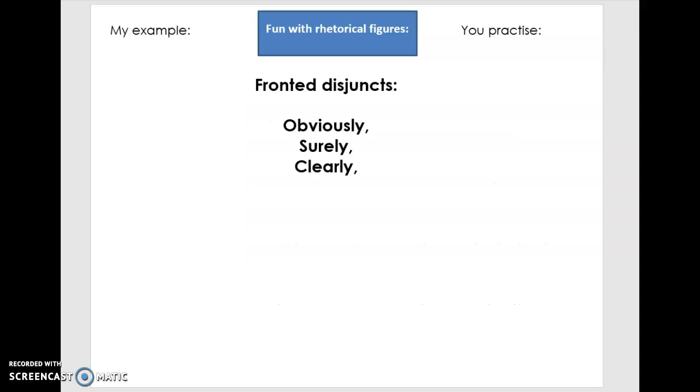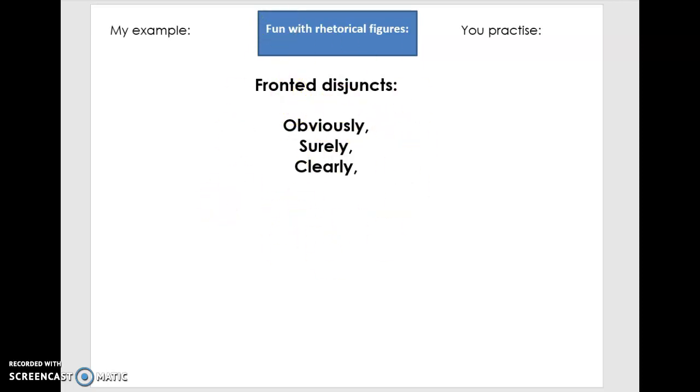Okay, so a couple other things I just wanted to show you. First of all is what we call fronted disjuncts. Now disjuncts are really important to persuasion because they allow us to present something which is an opinion as if it is a fact. So they're a really good technique for that. So really a disjunct are the words obviously, surely and clearly. There are others, but those are 3 good ones. And fronted just means put at the front of a sentence.